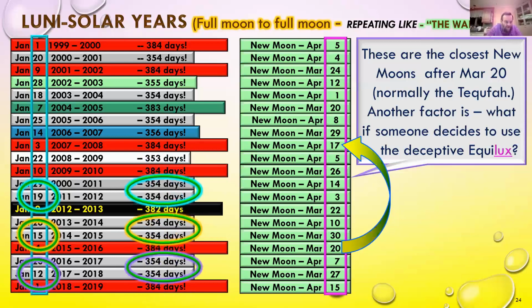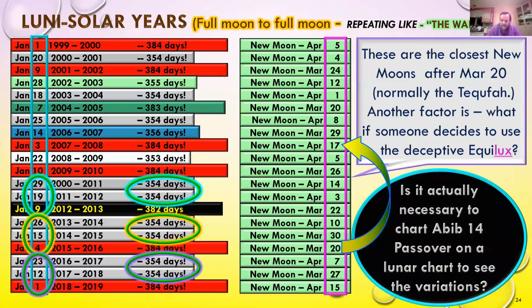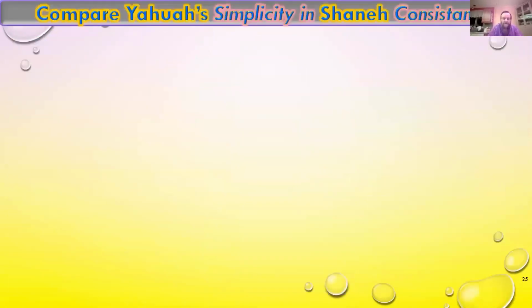This is your lunar variableness. And I've also heard another word called fluidity that could be applied to it very, very well, because there's no consistency whatsoever. Is it actually necessary to chart an Abib 14 Passover on a lunar chart to see the variations? You can see the variations here of what types of years it's going to look like. Passover can be out to just about 4 weeks out of sync with the former year. It is that out of pattern. It does not repeat. Compare Yahuwah's simplicity in Shanei consistency.